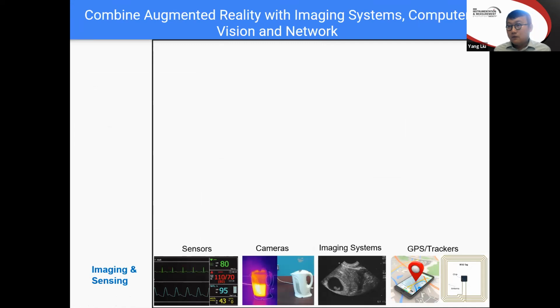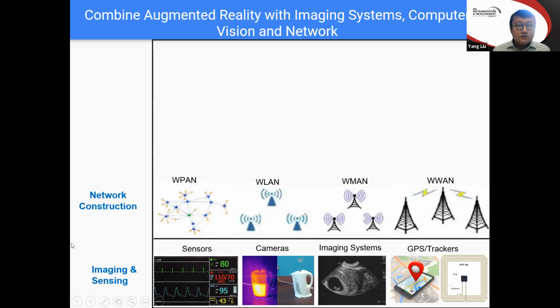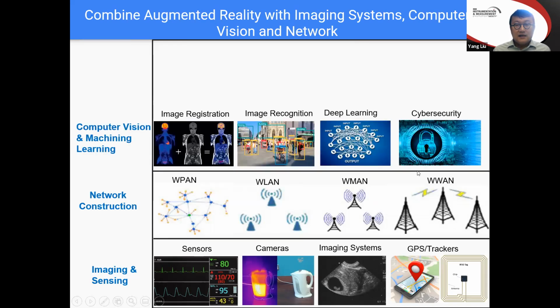So far we have talked about how to build an AR system on a high level, right? But individualized AR systems have limited impact. So with the help of the network and with the help of computer vision, we can really expand the impact of it. So imagine you have sensors, cameras, and imaging systems. You could construct a network, right? Whether it's WPAN or WLAN or WMAN, to connect them together.